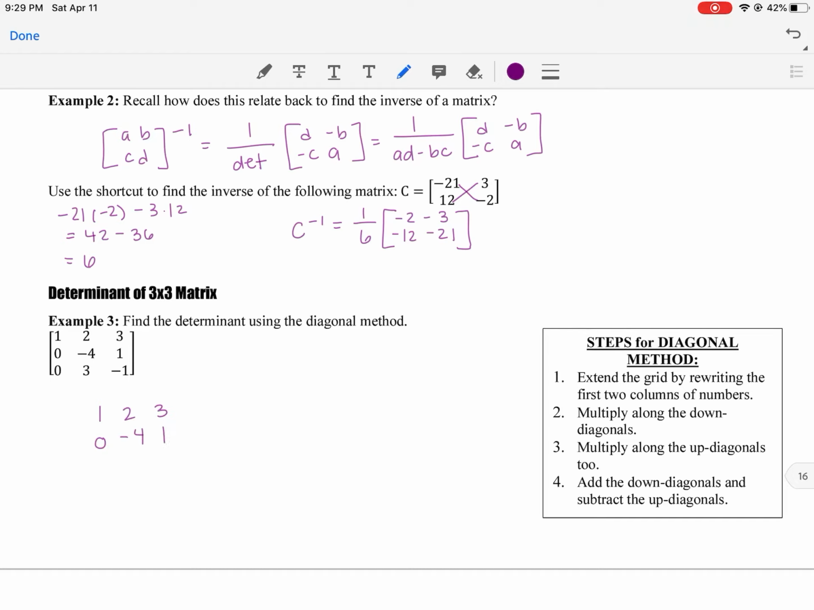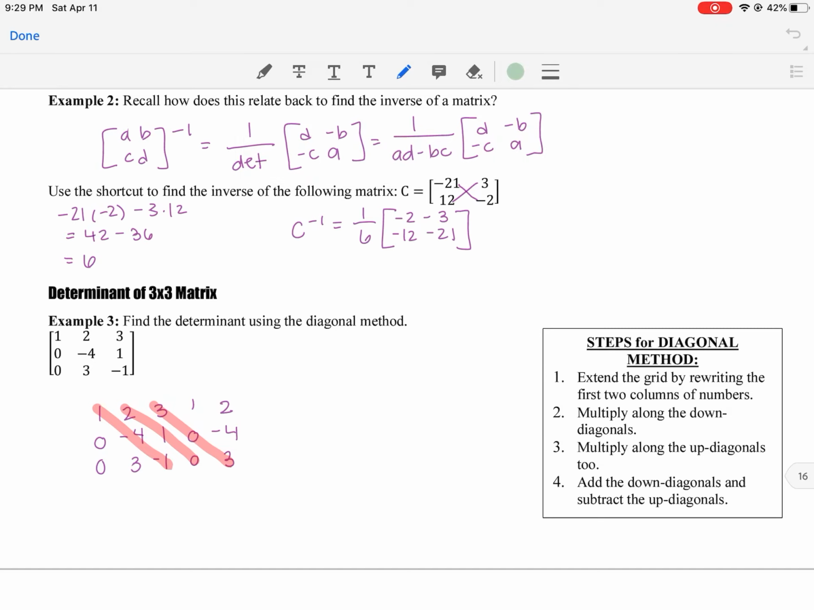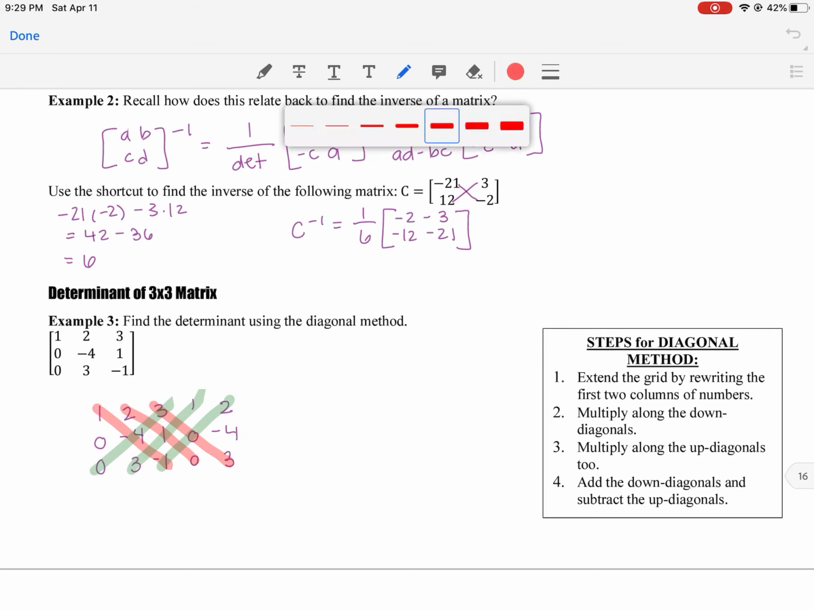So there are some steps over here on the right, and it says extend the grid by rewriting the first 2 columns of numbers. So we're going to keep the original 3 by 3 matrix, and we're going to rewrite the first column and the second, and we've extended the grid. Okay, so we're now going to multiply along the down diagonals. Then the next step it tells you to do is multiply the up diagonals. So then you multiply up.